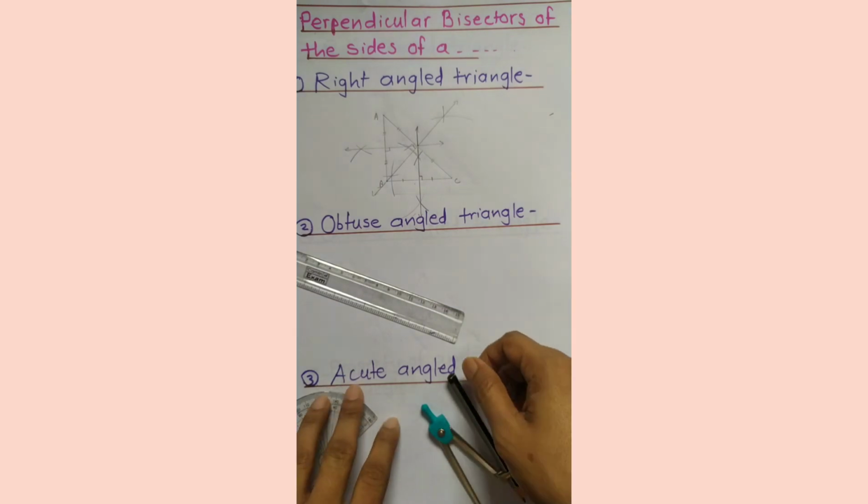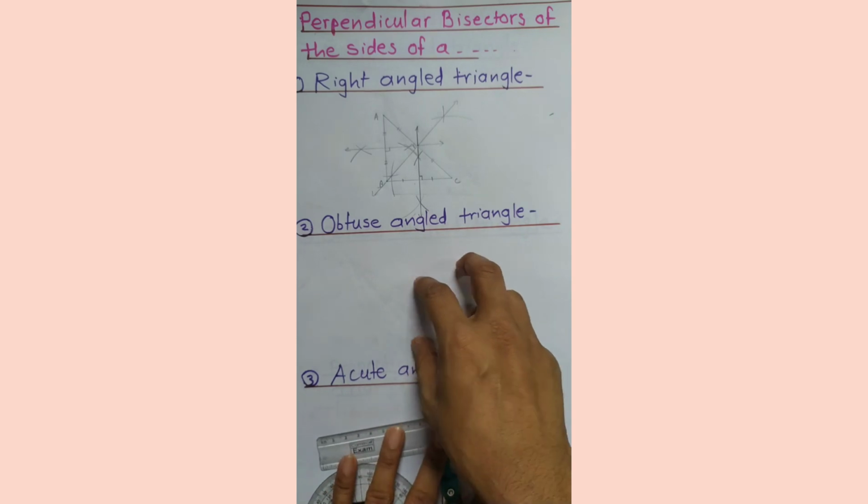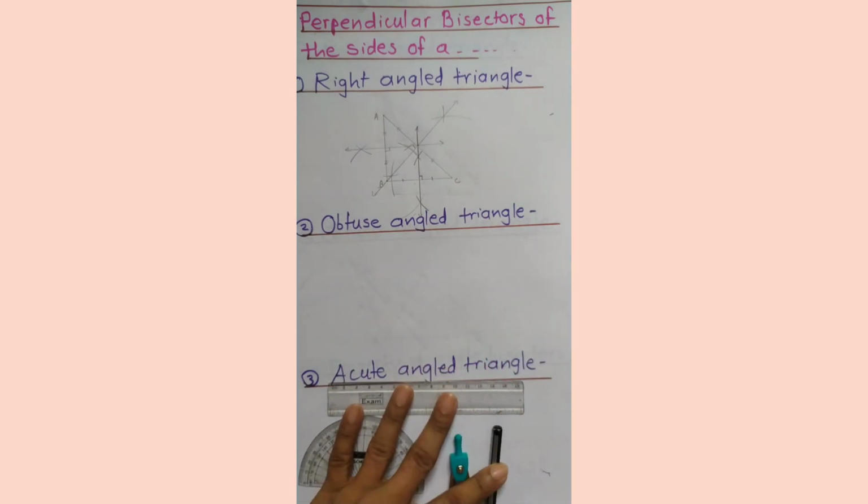Okay, now we will see where the point of concurrence is in the case of obtuse angle and acute angle triangles.